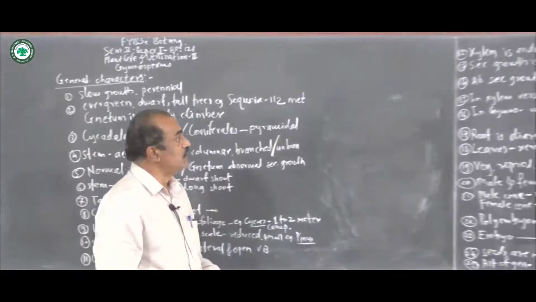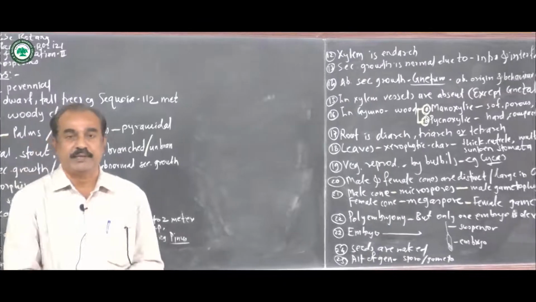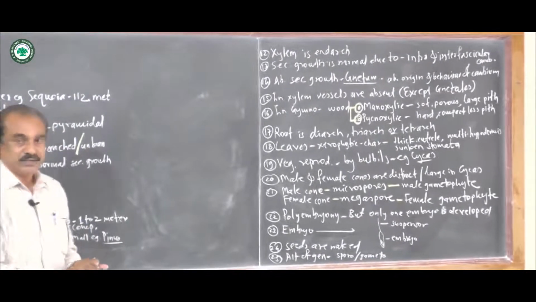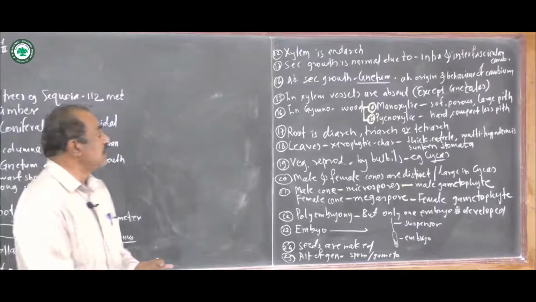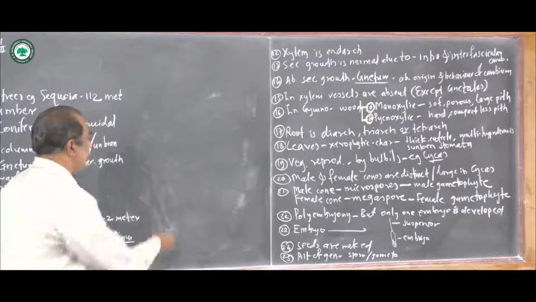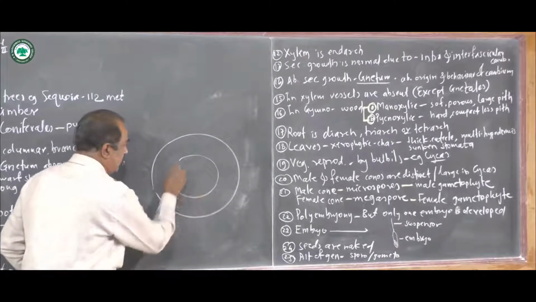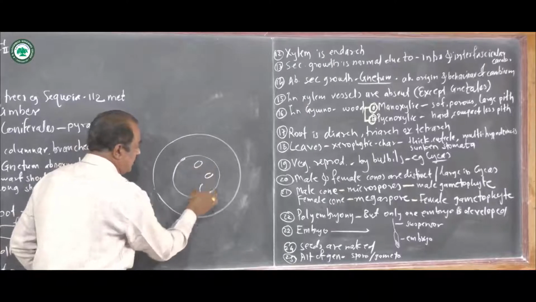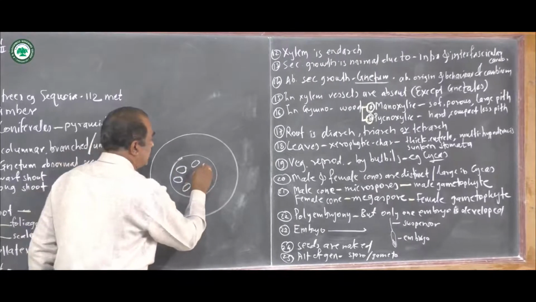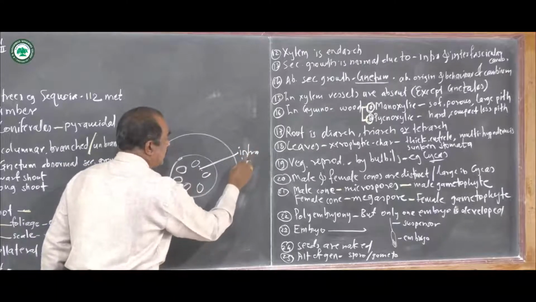Now next, xylem is endarch. That means the metaxylem is toward the periphery, and such a type of xylem is called endarch xylem. Next character, secondary growth is normal due to intrafascicular and interfascicular cambium. That means the situation is somewhat like this. This is the stele. Here there are the vascular bundles, and here the intrafascicular cambium is present.